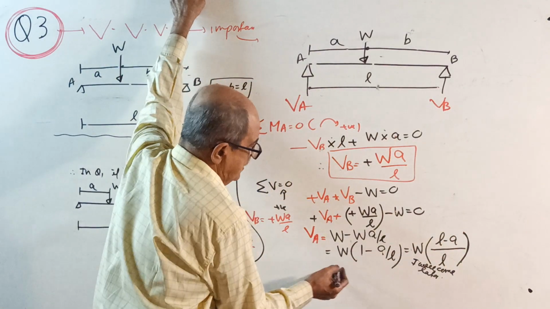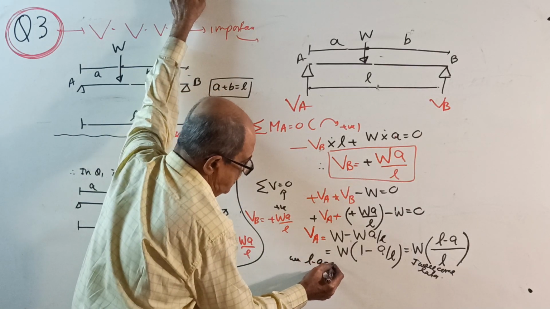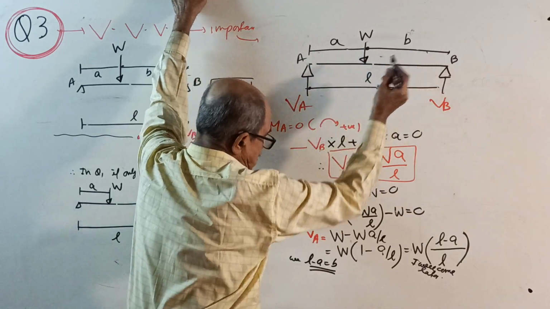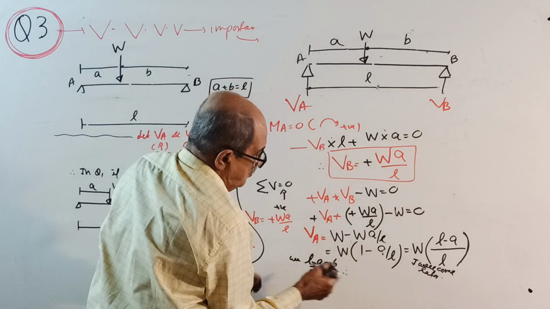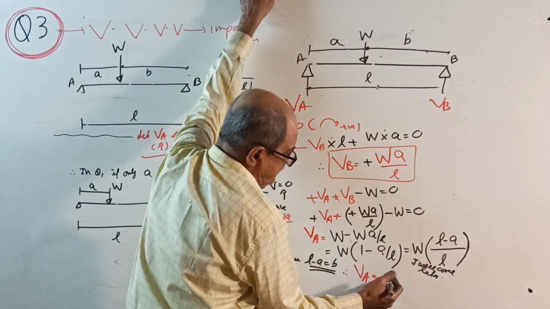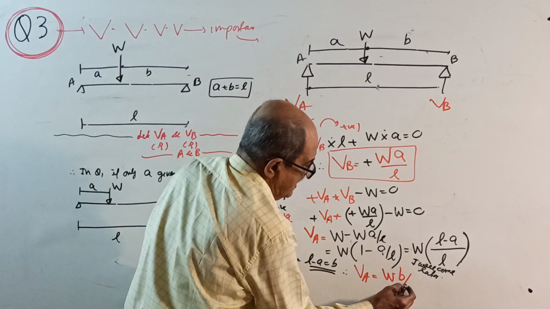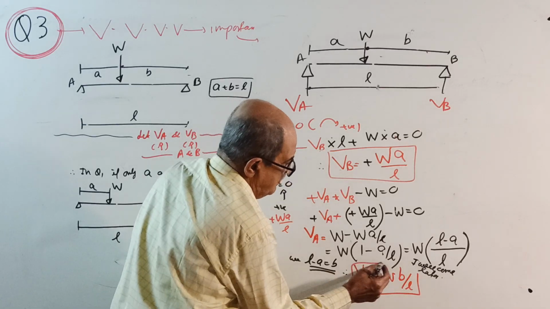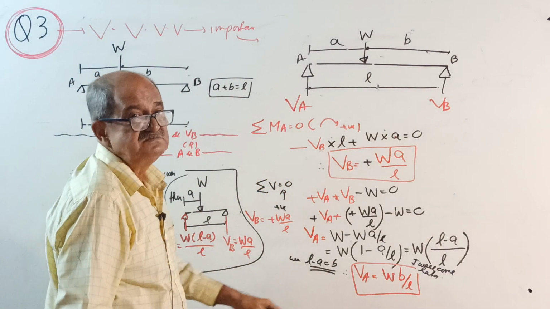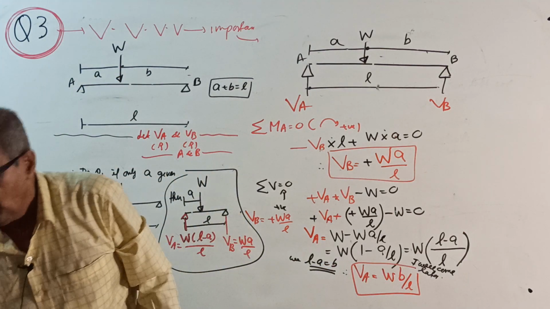Okay, now write. But we know that L minus A equal to B. See here, L minus A equal to B. Therefore, your VA will come W into L minus A, which is W into B by L. Here also, L minus A is B only, B by L. This result, now write the result correctly.